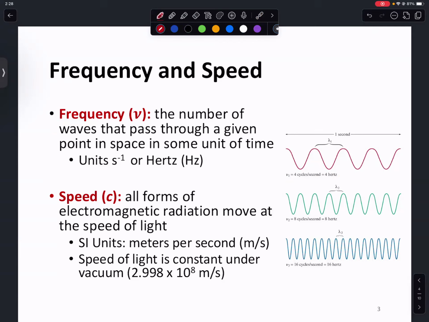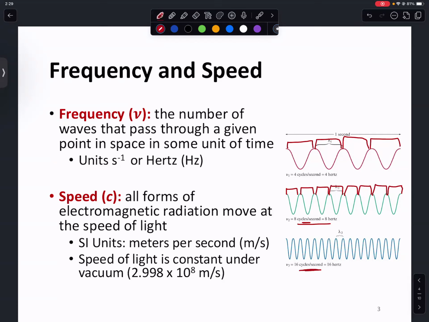So let's count how many waves. We have 1, 2, 3, and then 4. So I have 4 cycles or 4 waves passing through in 1 second. Another example is something with a higher frequency. If you have a higher frequency, you have more wavelengths passing through that point in 1 second. Here it says I have 8 cycles per second. Let's count them together: 1, 2, 3, 4, 5, 6, 7, and then 8. So I have 8 wavelengths passing through in 1 second.